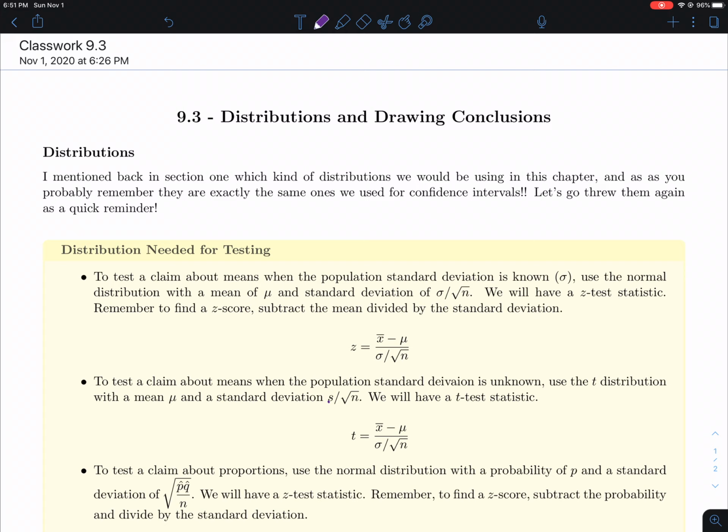So with that little plug in mind, let's jump in and actually talk about some hypothesis testing. The first section we're going to talk about is summarizing the last two things we want to think about when it comes to hypothesis testing. There are the distributions and what kind of distributions we'll be using. I mentioned this a little bit in section 1, but I'm going to go through it again. And then the last thing is drawing conclusions.